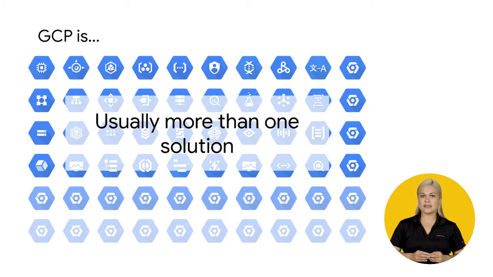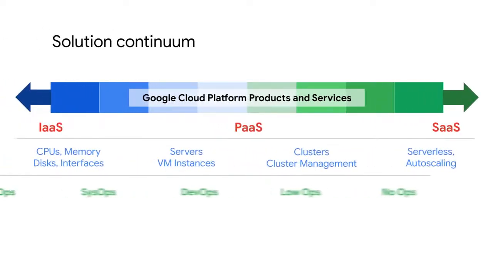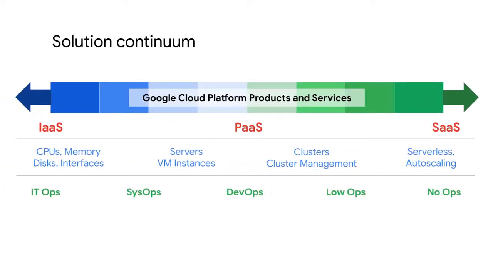To better understand this, let's look at a solution continuum. Google Cloud Platform spans from infrastructure as a service, or IaaS, to software as a service, or SaaS. You really can build applications on GCP for the web or mobile that are global, auto-scaling, and assistive, and that provide services where the infrastructure is completely invisible to the user.